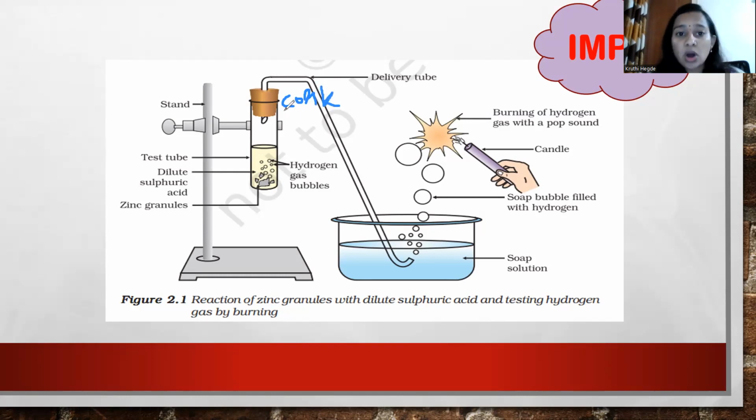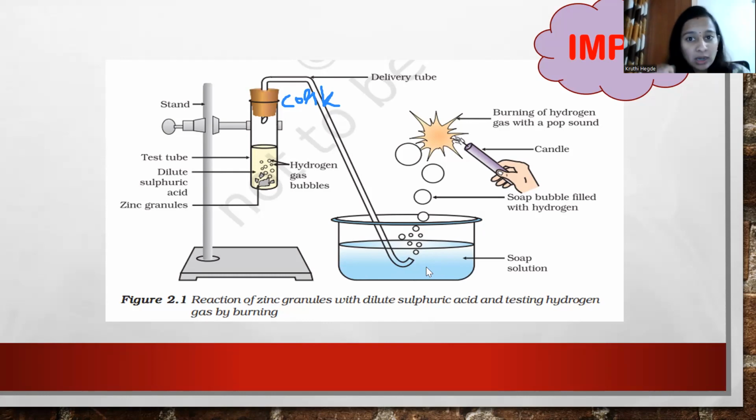So to the cork they have connected a delivery tube. The cork has one hole, and the delivery tube is there. That delivery tube is passed to a tub containing soap solution. That means some gas is coming. That gas is releasing along with the soap bubbles.